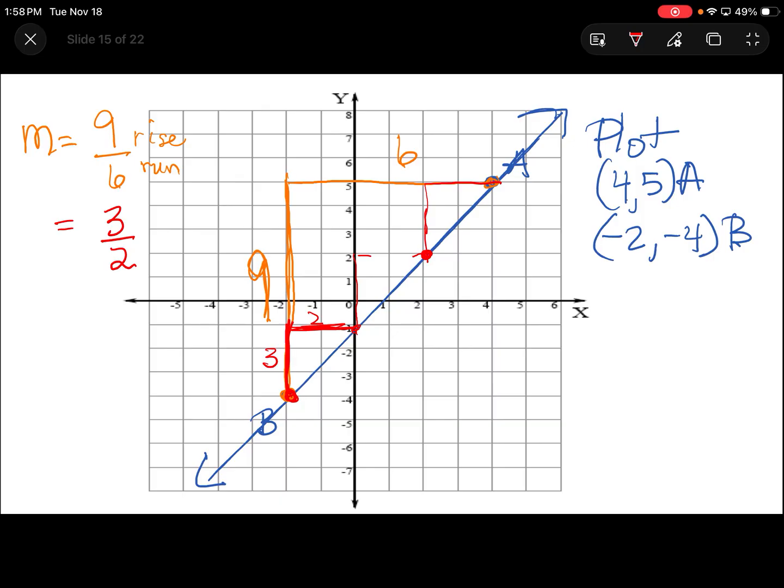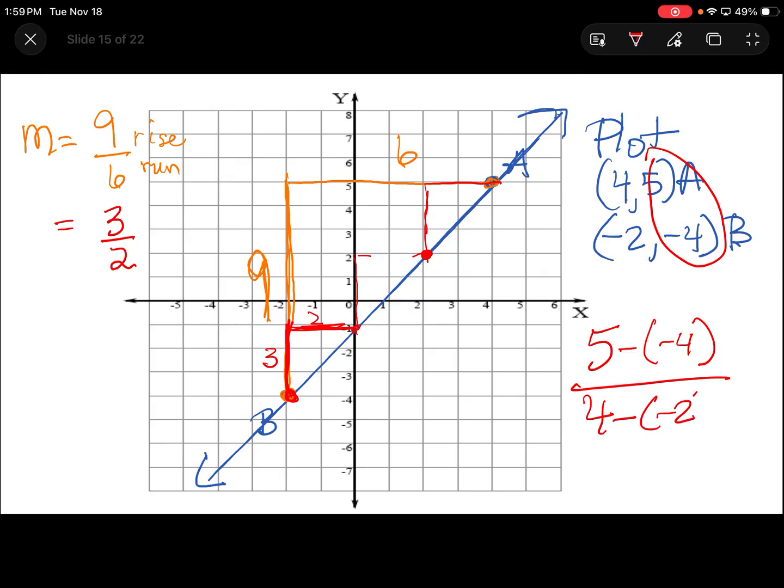So the biggest thing I want us to see is it doesn't matter which set of points you use. As long as you reduce it, you're always going to get to the correct answer. More so, we could use the formula. What would the formula be? 5 minus negative 4 over 4 minus negative 2. What's 5 minus negative 4? 9 over 6. And what would you do with that? Reduce it. Whether you use the formula or you count, you get the same answer.